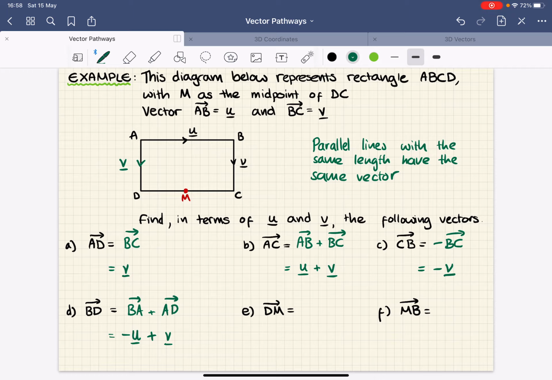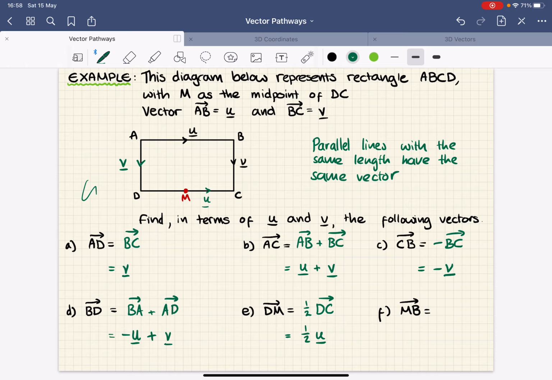This time, I'm going from D to M. I know this entire journey along the bottom here is going to be the same as this up here. So that entire path is going to be vector U. But I know that M is the midpoint, so I'm only going halfway that distance of D to C. And D to C is just vector U, so that's going to be half of U.